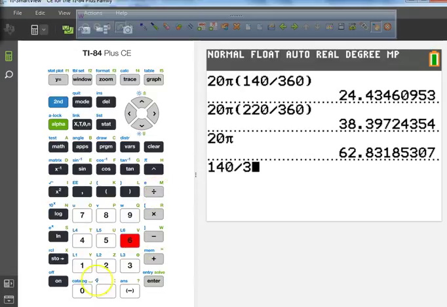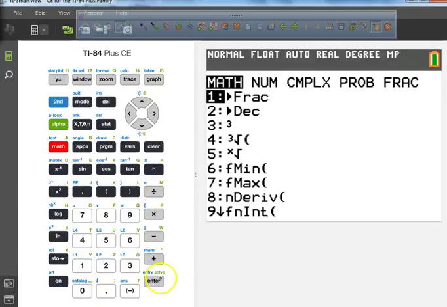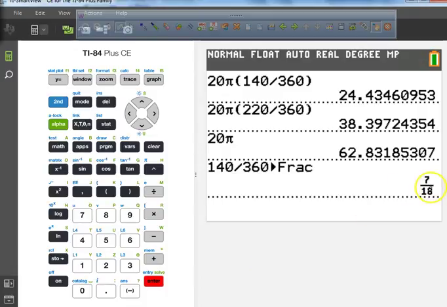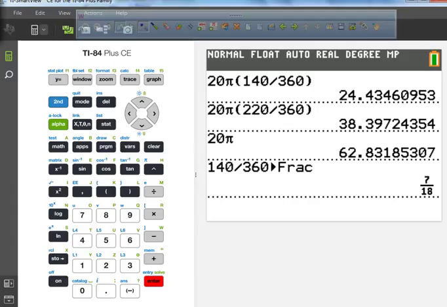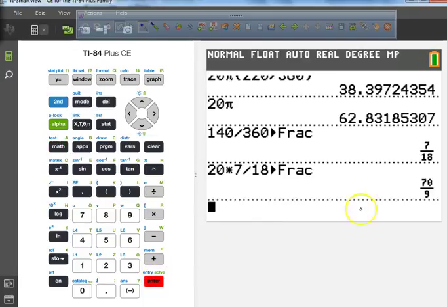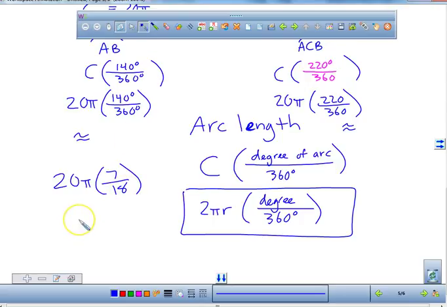Ready? If you did 140 divided by 360, all right, you hit the math button. See, it's 7 over 18. Okay? So what you have to do is you have to do 20 pi times 7 over 18. So you have to probably use the calculator. Multiply by 7 divided by. Hold on. Okay. So you have 70 over 9. The exact answer would be 70 over 9. Alright. That would be the exact answer.